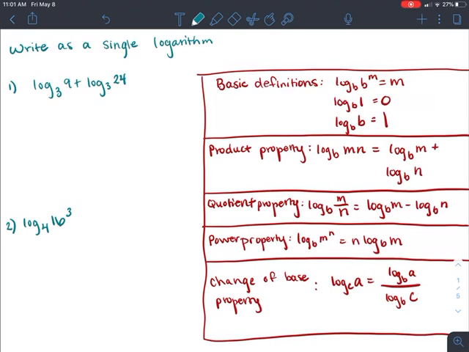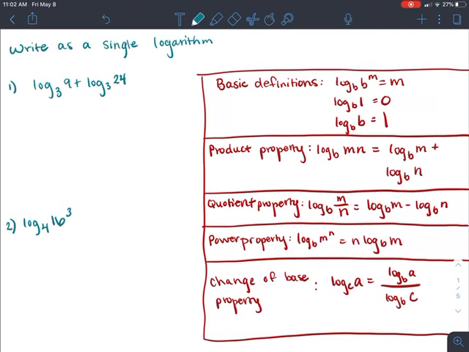Now, on the test, you're going to get to use your notes, so what I would do is carefully follow along with me and write down what you see, because really, everything that we do is just combining the properties that you see here and rewriting these logarithms.